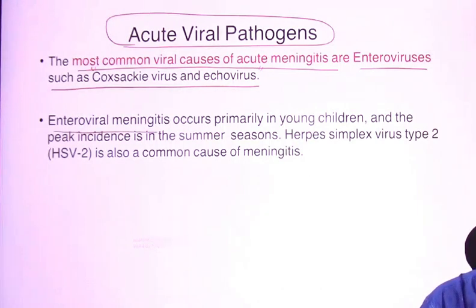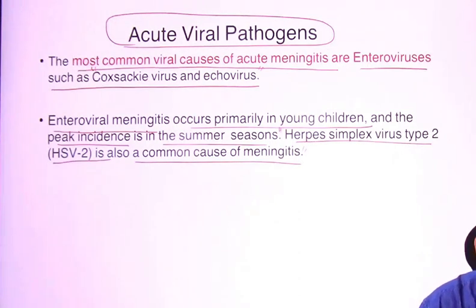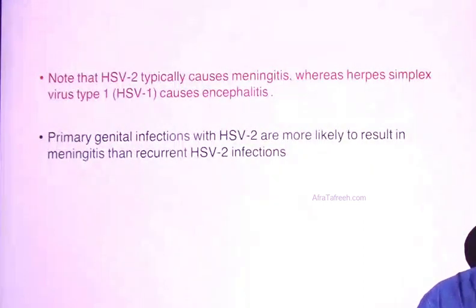Okay. Now see this particular line. The enteroviral meningitis. It was asked in INICET exam. Enteroviral meningitis occurs primarily in the young children. First thing. And the peak incidence is in the summer seasons. Okay, the herpes simplex virus type 2 is also a common cause of meningitis here. Again, I'm telling up, focusing on the type 2, not the type 1. Type 1 associates with temporal lobe encephalitis. Another question.